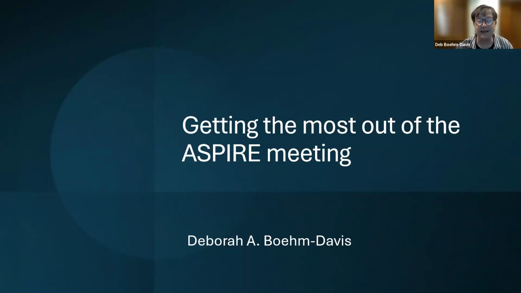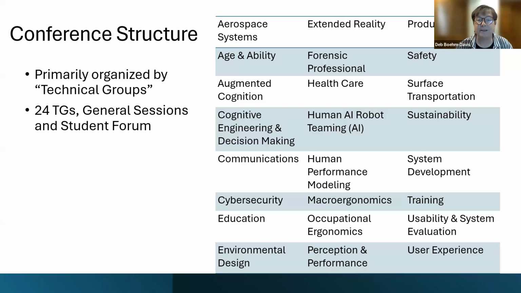I'm Deborah Boehm-Davis, and it's my pleasure to provide you with an overview of how the conference is organized so that you can get the most out of your time at the meeting. To start with, the conference is organized in line with groups that we call technical groups. These are groups of people with a common research interest. For example, those who are interested in applying human factors to healthcare, or to aviation, or perhaps product design. We currently have 24 of these groups, as you can see in this chart. And most of the conference sessions are organized around these groupings.